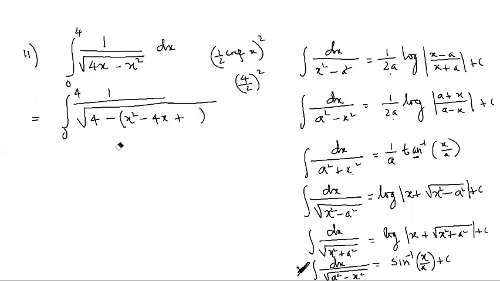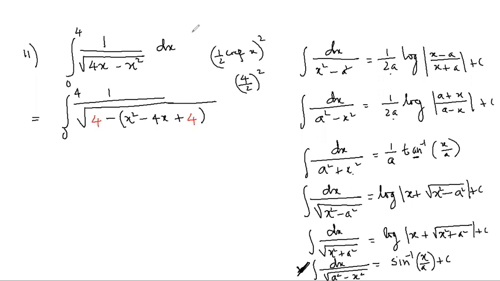I'll use some other color. Add a 4 here and subtract a 4 here. So in fact, adding 4 is over here, subtracting 4 is over here. Did you understand this 4? How did you get this number 4? Coefficient of x, divide by 2 and square it.